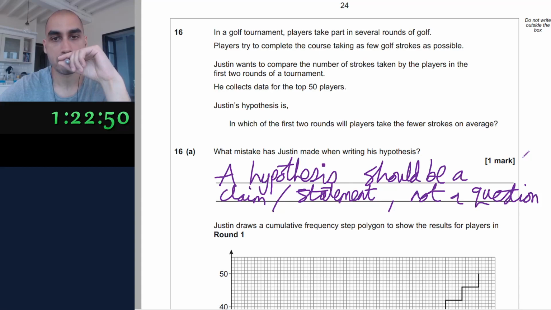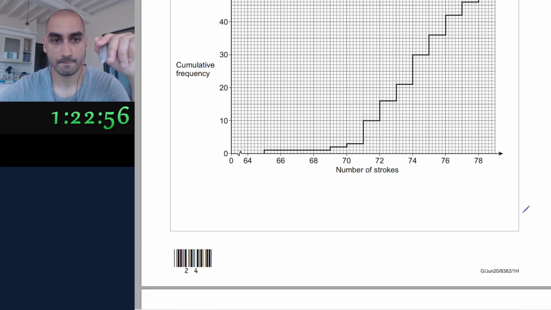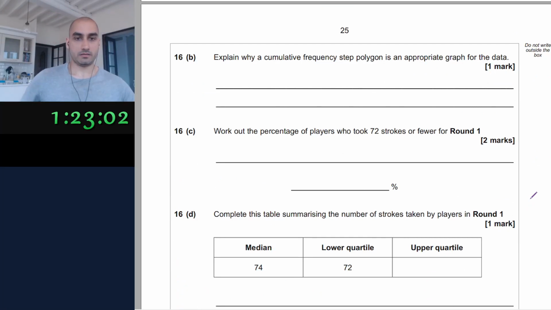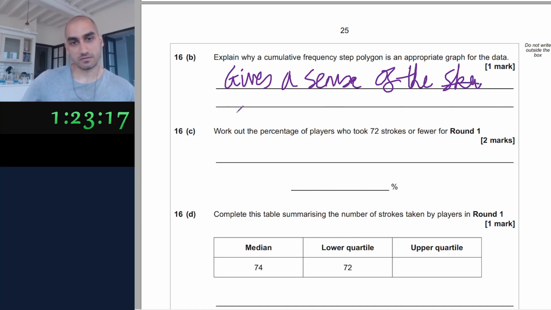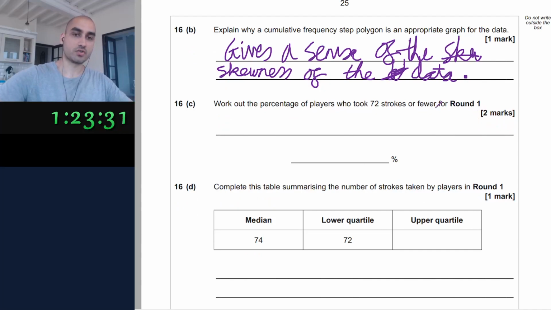Great, so this is round 1. I don't know what they're getting at here. Gives a sense of the skewness of the data. Work out the percentage of players who took 72 strokes or fewer for round 1.